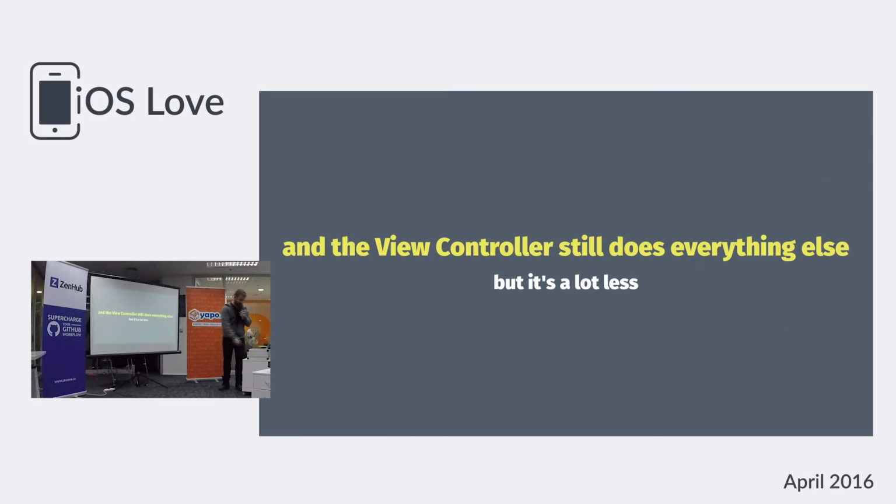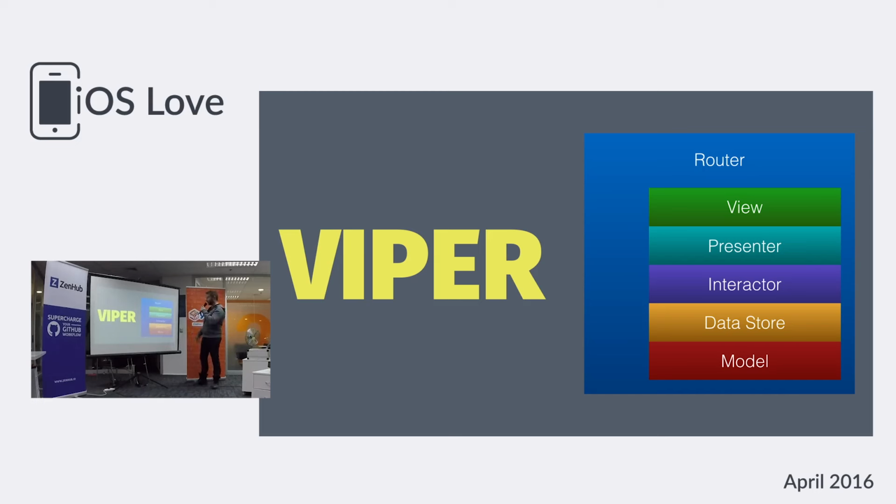So that's VIPER. What does it look like? We went from MVC to MVVM to VIPER. This is called a module. It usually represents a feature or a screen. The router creates everything and hooks everything up. So you have the view, the presenter, which is your view model, the interactor, which handles most of the logic, the data store for persistence, and then you've got your model.